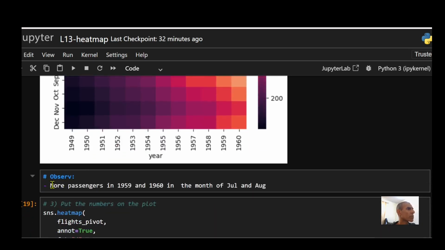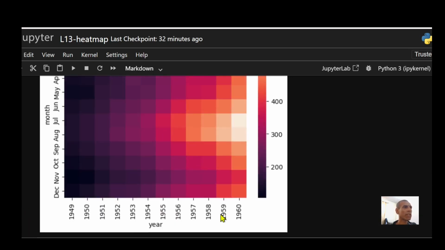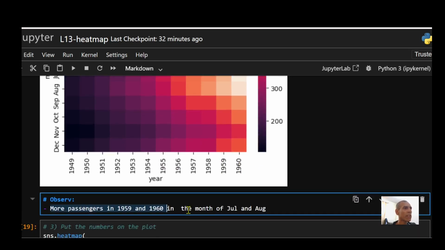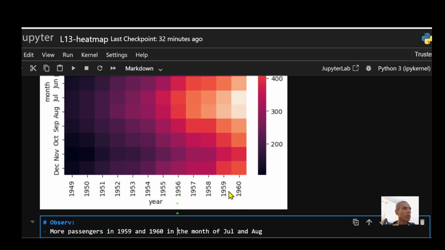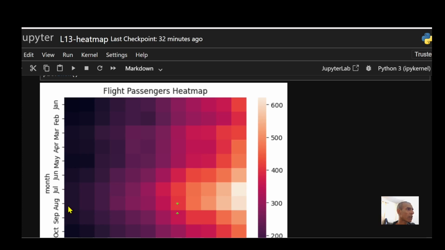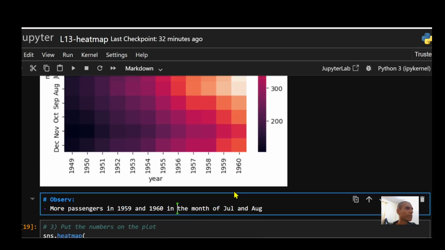So here what it's telling you is that there were more passengers in 1959 and 1960, in the months of July and August. Well, that makes sense. If you look over here, 1959, 1960, that would be these two years. And for the months of, let's say, June, July, August, that would be this one right here. Yep, so you can see there are a lot more passengers over here.